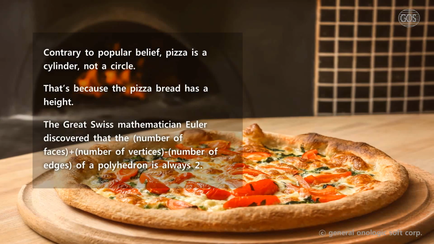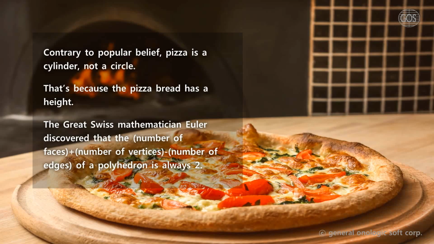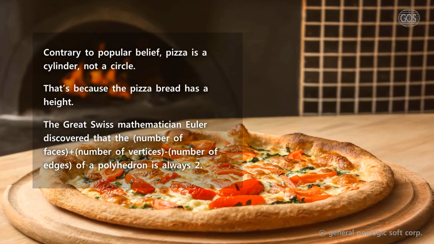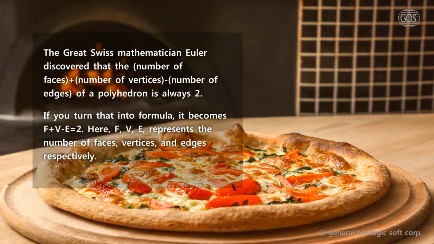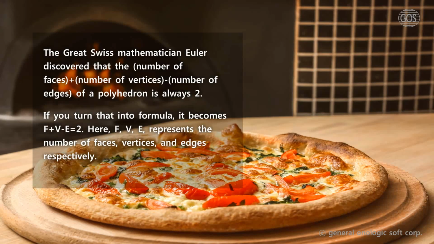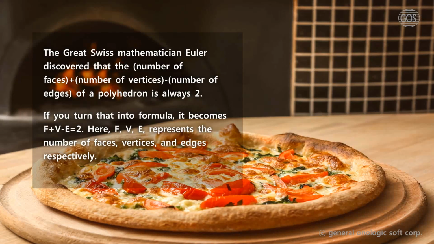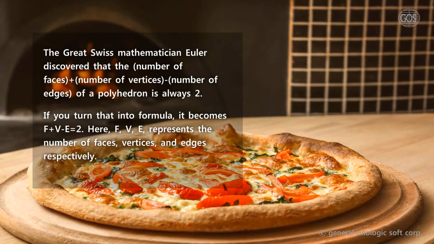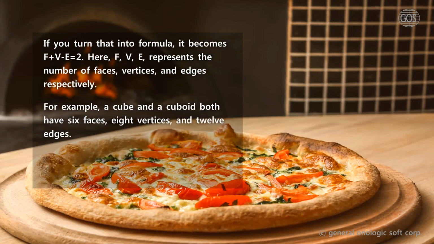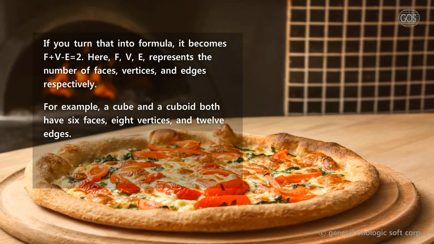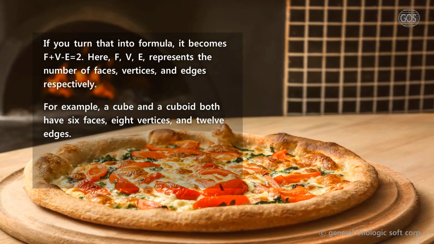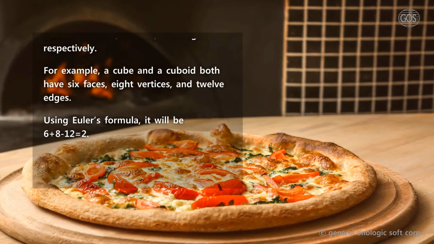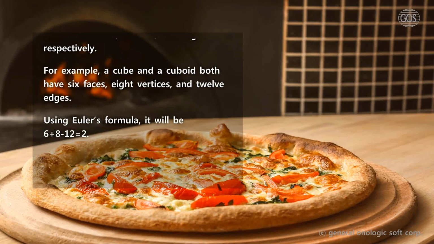The great Swiss mathematician Euler discovered that the number of faces plus the number of vertices minus the number of edges of a polyhedron is always 2. If you turn that into a formula, it becomes F plus V minus E equals 2. Here, F, V, E represent the number of faces, vertices, and edges respectively. For example, a cube and a cuboid both have 6 faces, 8 vertices, and 12 edges. Using Euler's formula, it will be 6 plus 8 minus 12 equals 2.